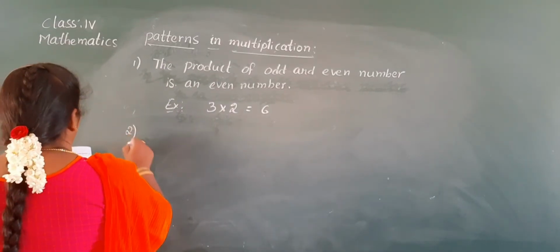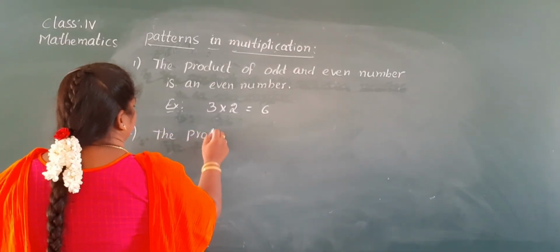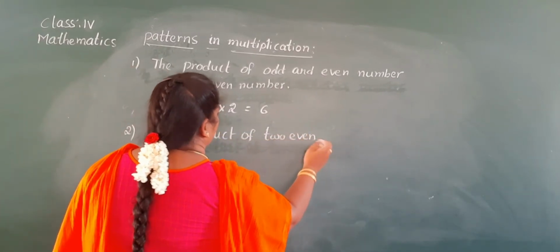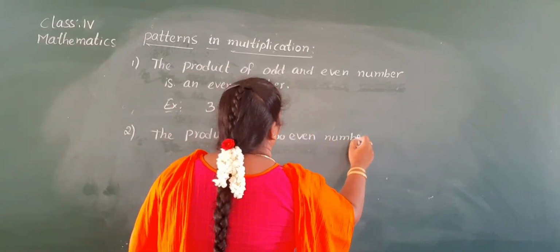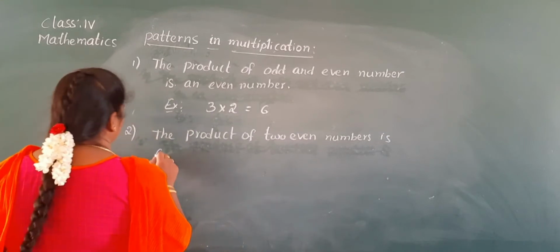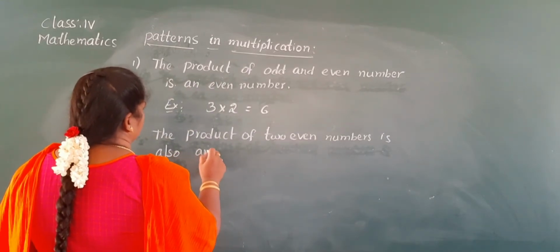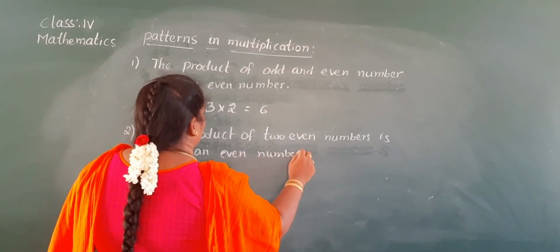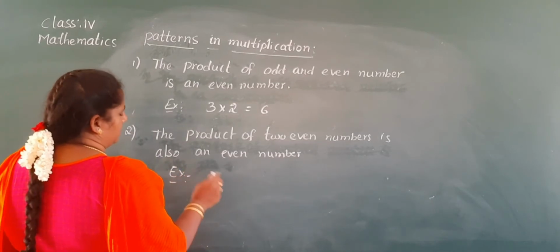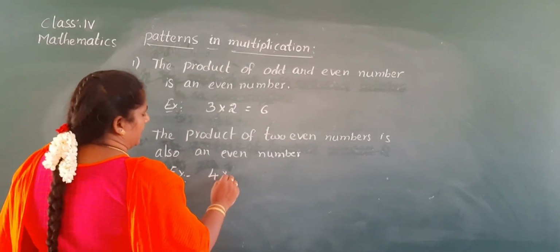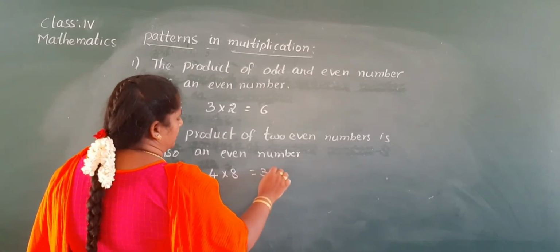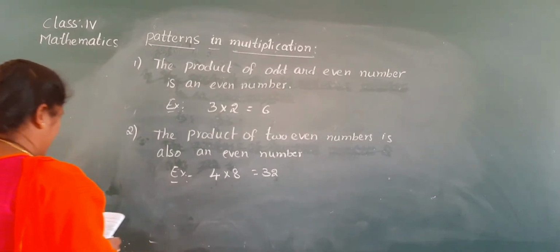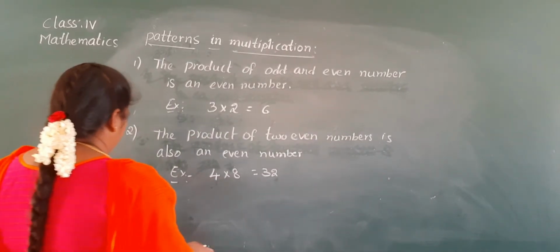Okay. And next, second one, the product of two even numbers is also an even number. Example, see, Nana, two even numbers. I'll take 4, an even number, and 8, also an even number. 4 8s are 32. So it's also an even number. Okay, ma? You can take another number also. No problem.